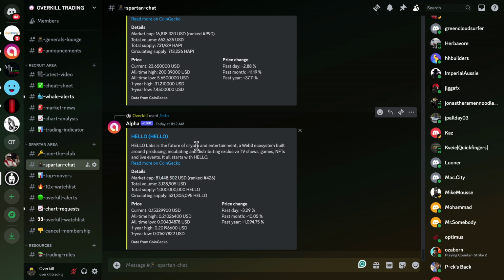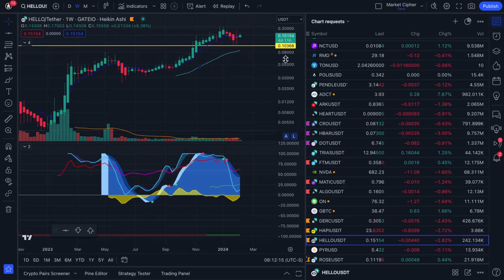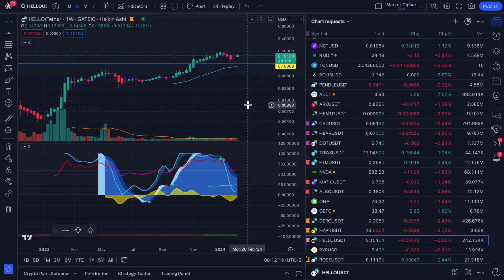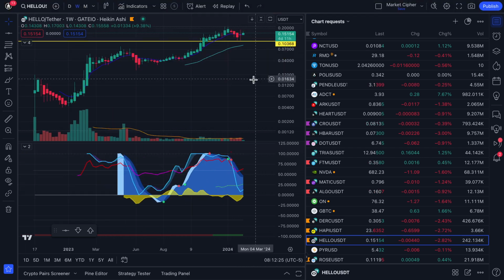$81 million market cap. Looks like a Web3 ecosystem built around producing and distributing exclusive TV shows, games, NFTs, and live events. Sounds interesting, and it looks like it wants to continue here. Okay, stochastic, where's that? Down there on the floor, missing a green dot. But if this price action continues, if that candle continues and the price keeps going up, you're going to see that continuation happen. I'd set a stop loss at 10 cents if you're playing it.